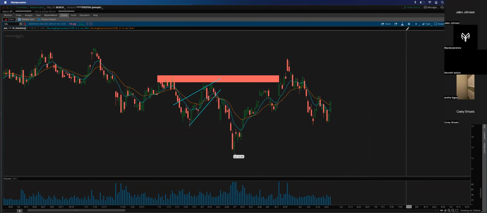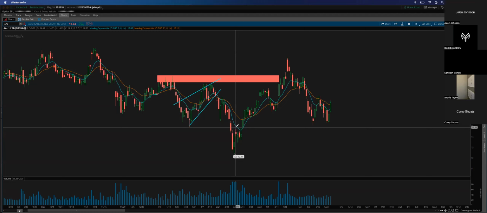Whenever a stock is below the 9 EMA, it is considered bearish still. Write this down in your notes because we're going over EMAs too. The 9 EMA is my blue line. So as long as it's below the 9 EMA, it is considered bearish. This is any time frame, guys. It is any time frame that I'm saying.